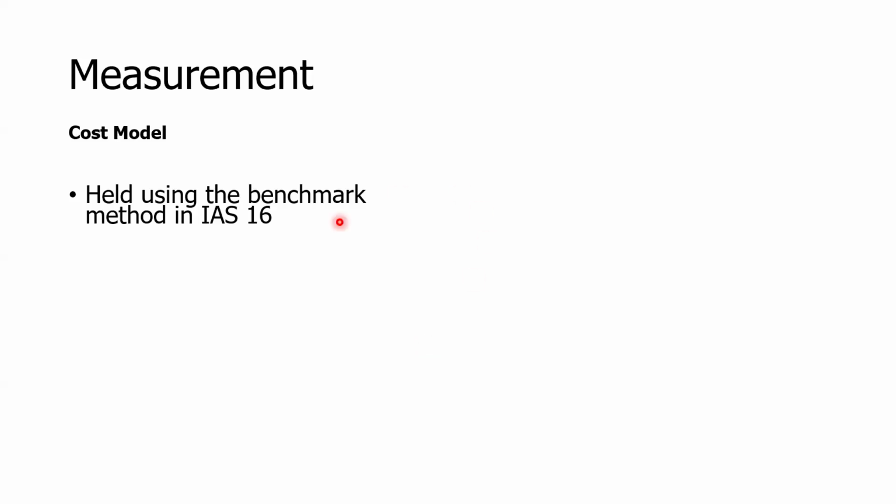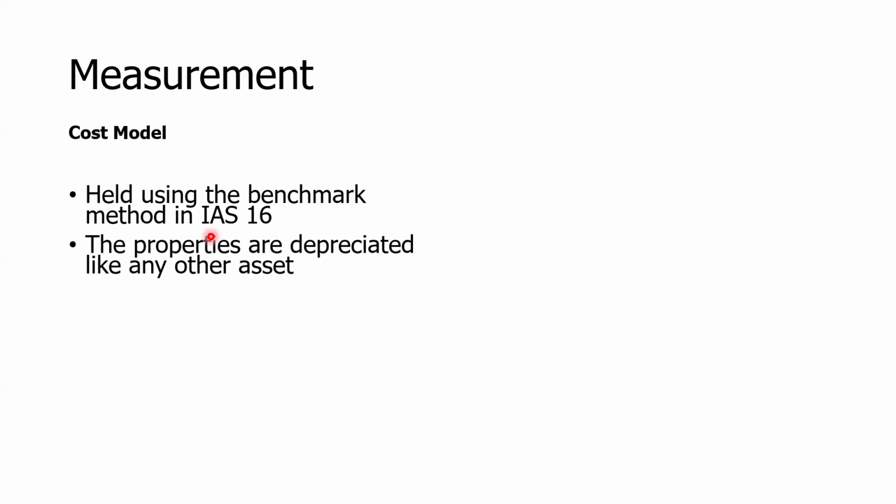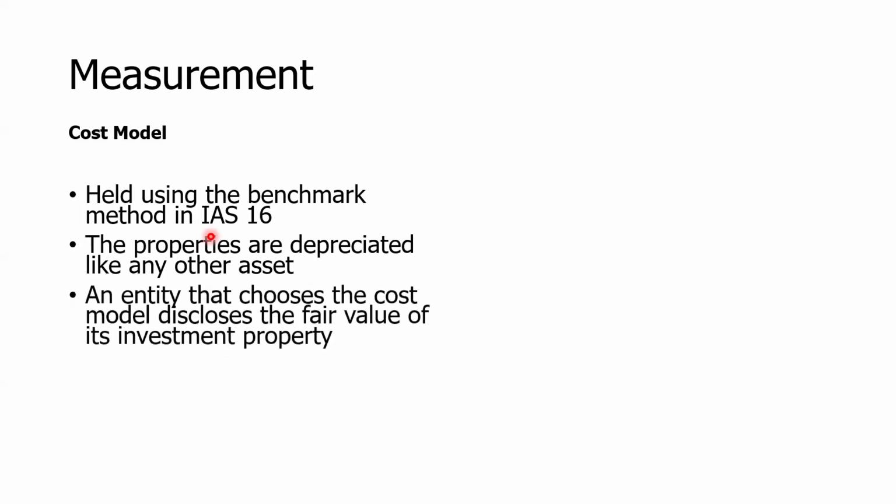Move on. Now we are looking at the subsequent measurement, the cost model, in detail. It is the same as IAS 16. If you are using the cost model, the properties are depreciated like any assets, as we learned in IAS 16. However, an entity that chooses the cost model discloses the fair value of the investment property. In as much as you are using the cost model, you are supposed to disclose the fair value of the property.